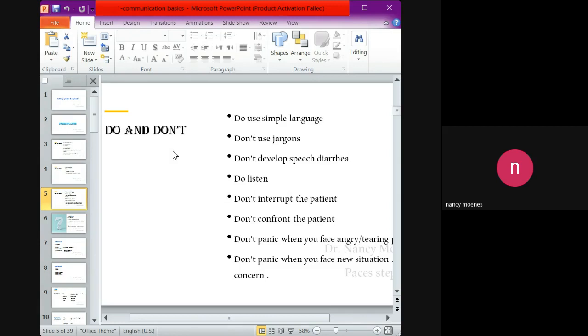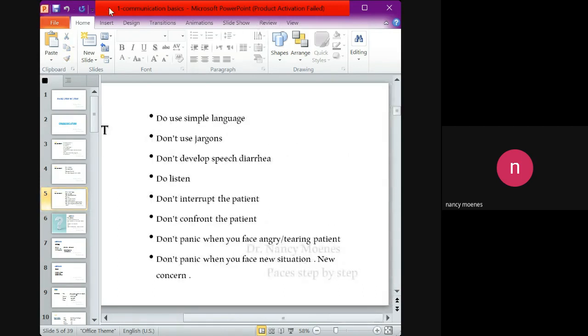And the most important thing, don't panic. Don't panic when you face an angry patient, or a crying patient. Don't be confused about how to deal with this. Just take a deep breath, show empathy with him and do your task. Don't panic when you face any new situation or new concern. If you face a new scenario or new concern, just take a deep breath and think about what I should do or answer. Even if you don't know this concern, you communicate with the patient, so he may deduct 1 or 2 marks according to his judgment, but you will not lose the stage. So don't panic, because if you panic, you will be hitting everything around you.